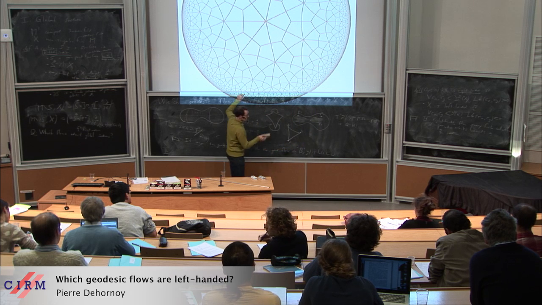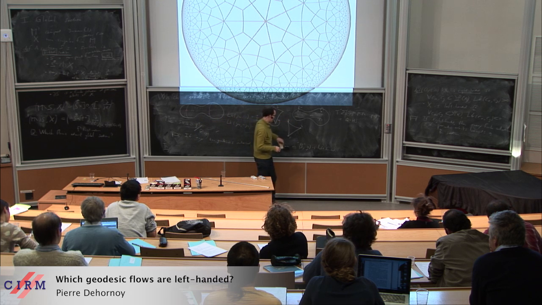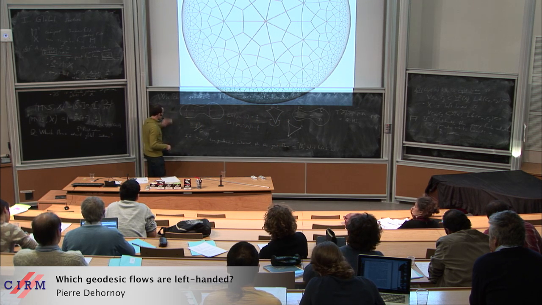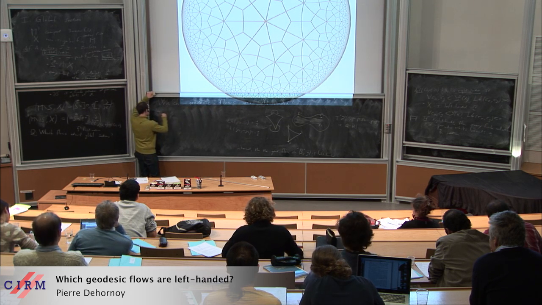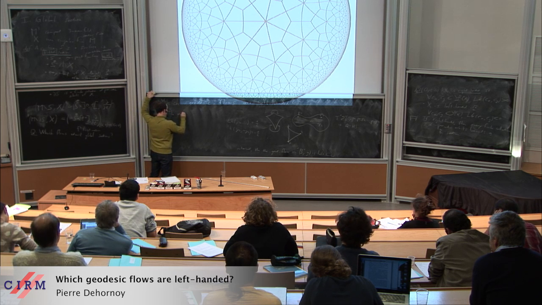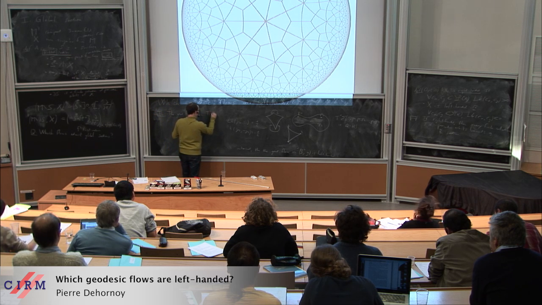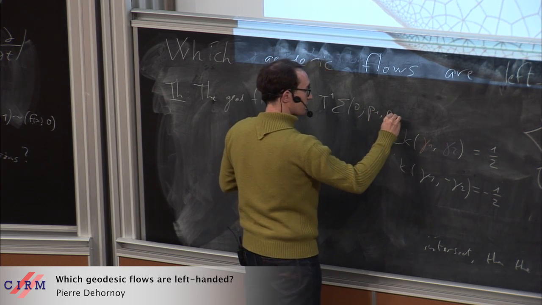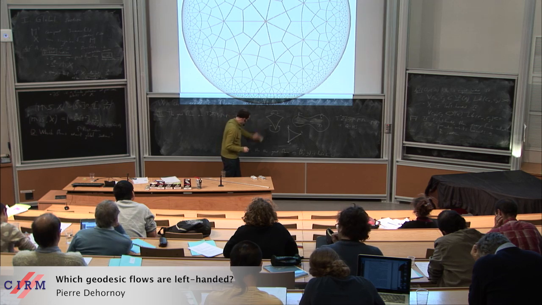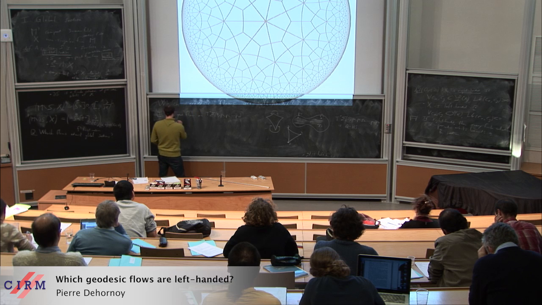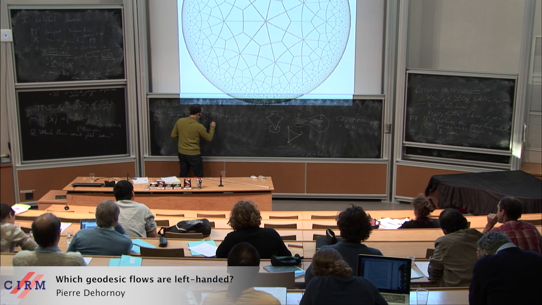And so we can ask the question, is the geodesic flow on this sphere left-handed or not? The statement is as follows. The statement is that the geodesic flow on this tangent bundle, so a sphere with points of order P1, P2, Pk, is left-handed if and only if k equals 3.